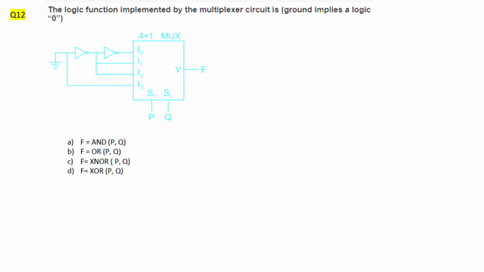Now question 12. I would like you guys to do this first, then I'll show you the solution. It's 4 p.m. So at 4-5 p.m. I'll ask you for your answers, or you can type before that. So 5 minutes for this question. The question is, the logic function implemented by the multiplexer circuit is, ground implies logic 0. So this is a circuit and you have to find the logic function implemented by this mux circuit. So you have 5 minutes, do it.